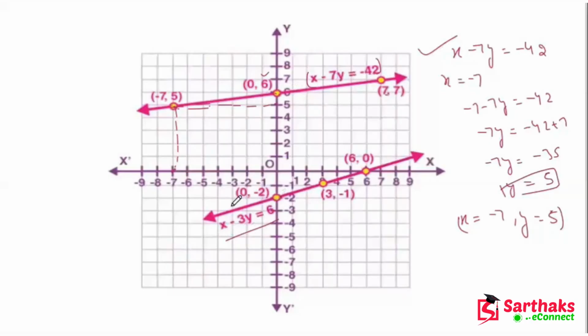Now the same in this equation. If we put x is equal to 0, then we get y is equal to minus 2. If we put y is equal to 0, then we get x is equal to 6. If we put x is equal to 3, then we get y is equal to minus 1. Then we join the points and we get a line. So I hope, friends, you get this point. Now let's move on to another question.